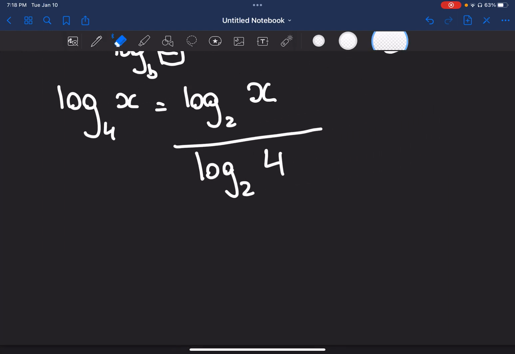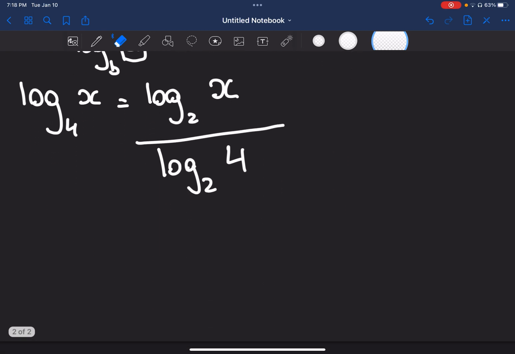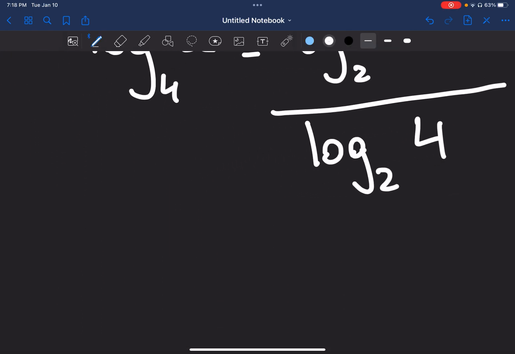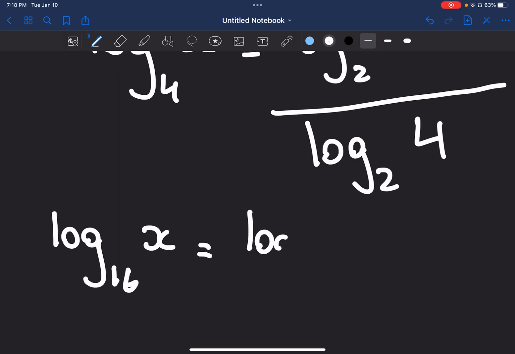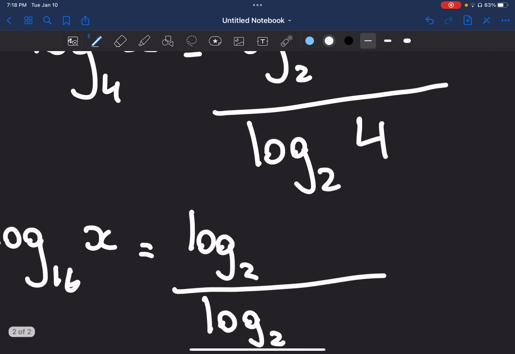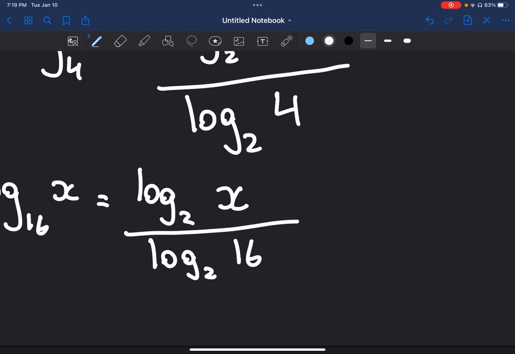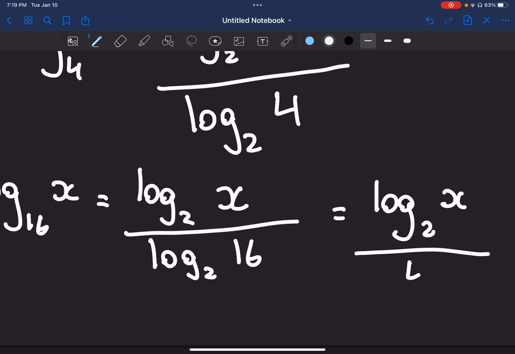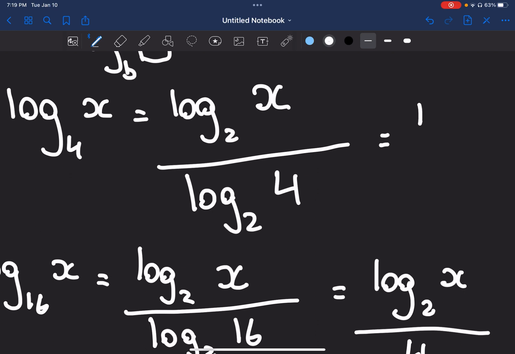So let's try to convert the next one now. We need to convert log base 16 of x into base 2. So log base 16 of x is equal to log base 2 of something, let's say we don't know it, over log base 2. So again, when we're changing bases, top number goes on top, bottom number goes on bottom. And then we'll know that this is equal to log base 2 of x over, and if you look it up, that's easy. You'll see that log base 2 of 16 is actually equal to 4, and log base 2 of 4 is 2, so it equals log base 2 of x over 2.